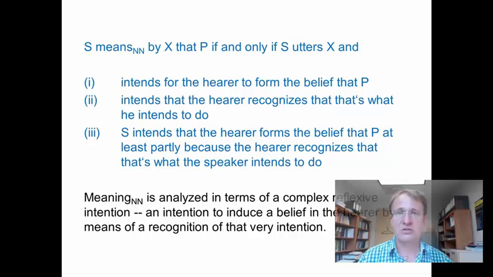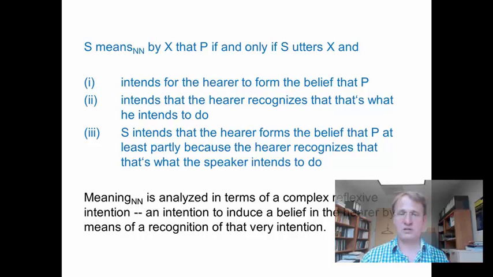So the final account of non-natural meaning that Grice proposes looks as follows. A speaker S non-naturally means by an action or an utterance X that P, if and only if S utters X and, first of all, intends for the hearer to form the belief that P, secondly, intends that the hearer recognizes that that's what he intends to do, and thirdly, S intends that the hearer forms the belief that P, at least partly because the hearer recognizes that that's what the speaker intends to do.